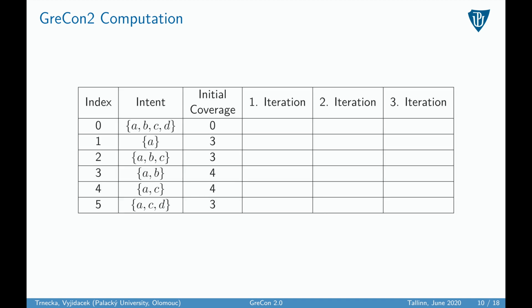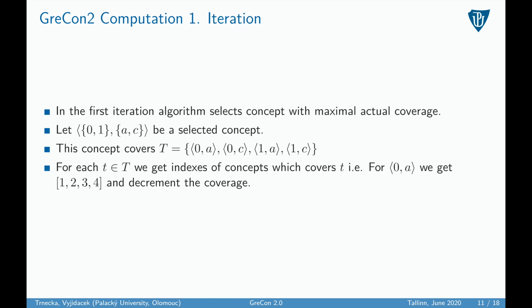Let's start with the computation. On the slide we have a table with 6 columns. In the first column we have the concept's index in the array concept. The second column contains the intent of this concept, and in the third column we have the initial actual coverage for each concept. The empty columns will contain coverage after the first, second and third iteration.